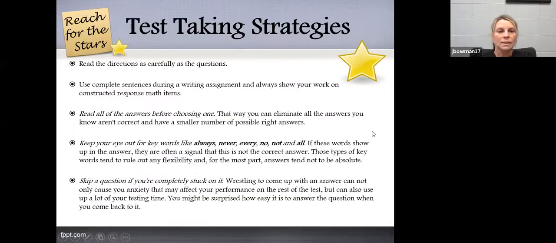These are some test-taking strategies you can share with your students at home, just to remind them before test taking. Read the directions as carefully as the questions. Use complete sentences during a writing assignment and always show your work on constructed response math items.